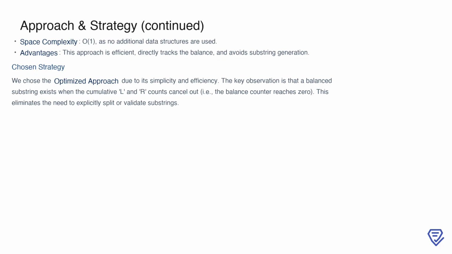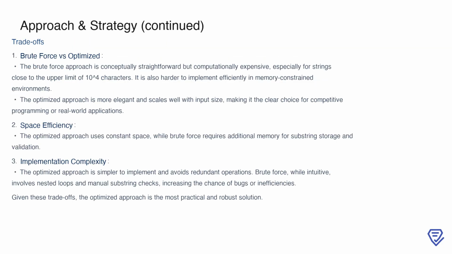By directly working with the balance instead of explicitly splitting the string, we avoid unnecessary operations and streamline the solution. Because of its simplicity and efficiency, the optimized approach is the clear choice for solving this problem. It scales well for large inputs and is particularly suitable for competitive programming scenarios, where both speed and clarity of implementation are critical. When comparing the two approaches, the trade-offs become clear.